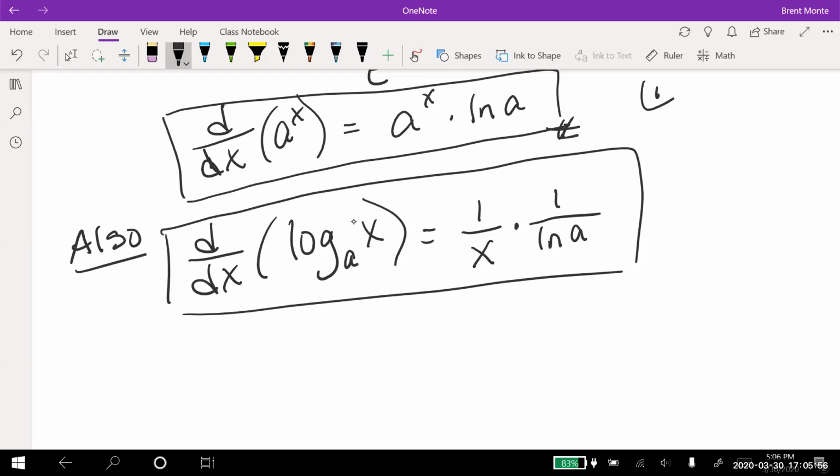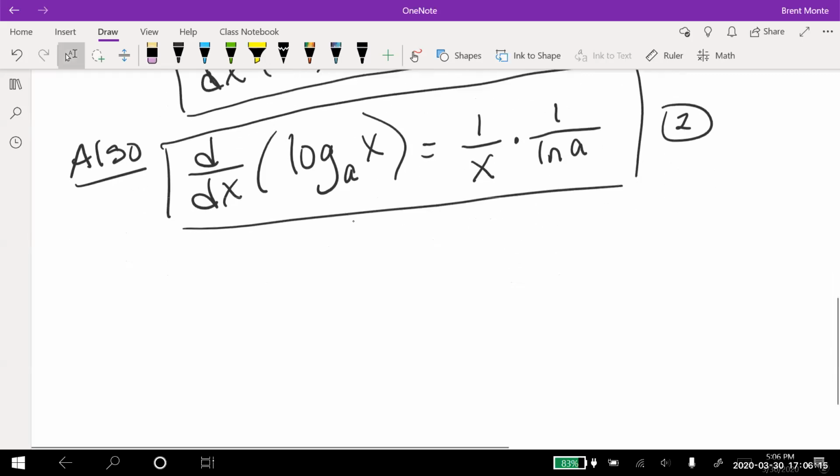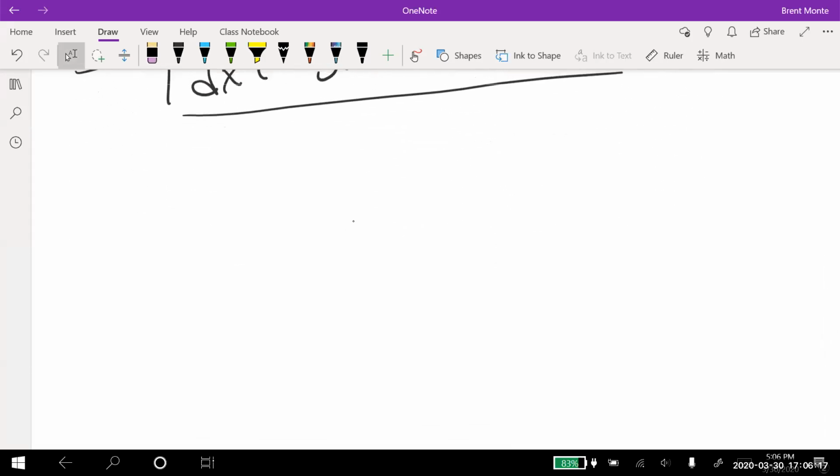So the first one, the derivative of a to the x. The second one, the derivative of log base a of x. And from there, we're just going to do a bunch of examples, a couple word problems, and that'll take us to the end of this section. All right, so bear those in mind, and we'll see a lot of examples, so hopefully those will be readily accessible in your brain.